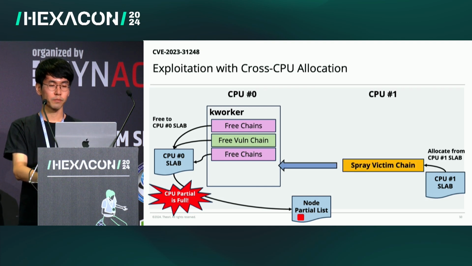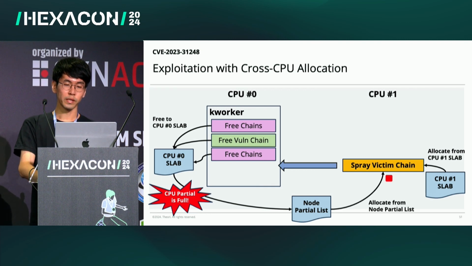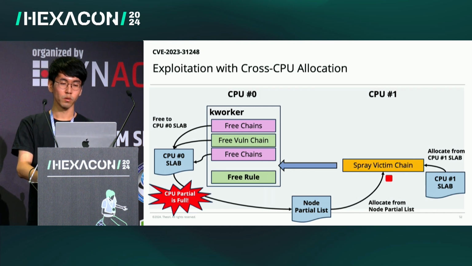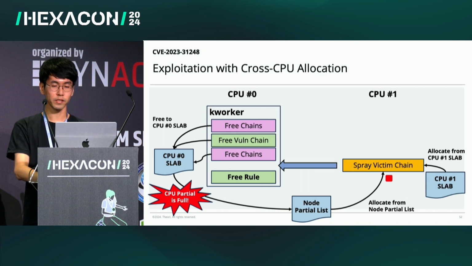Next, when we spray the victim chain on CPU 1, it first allocates objects from the per-CPU slab. Then, when there are no available objects in CPU 1's slab, it allocates an object from the node partial list. As a result, the target object that was freed on CPU 0 is reallocated on CPU 1. Then, we subsequently destroy a rule that references a freed chain, and the destroy function references the sprayed victim chain.